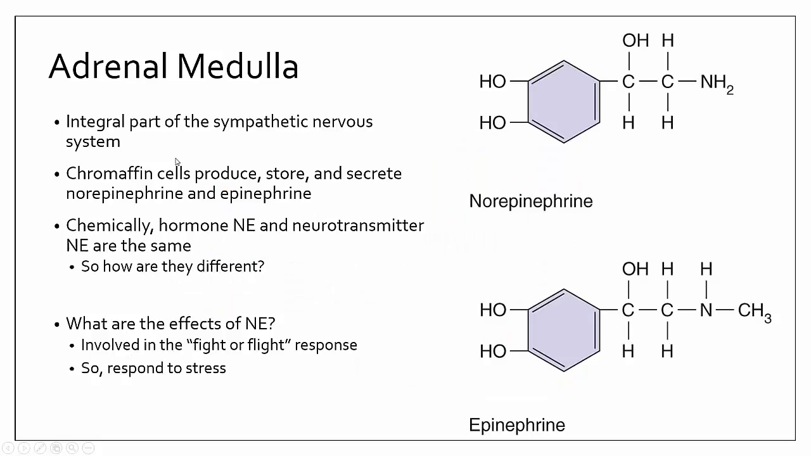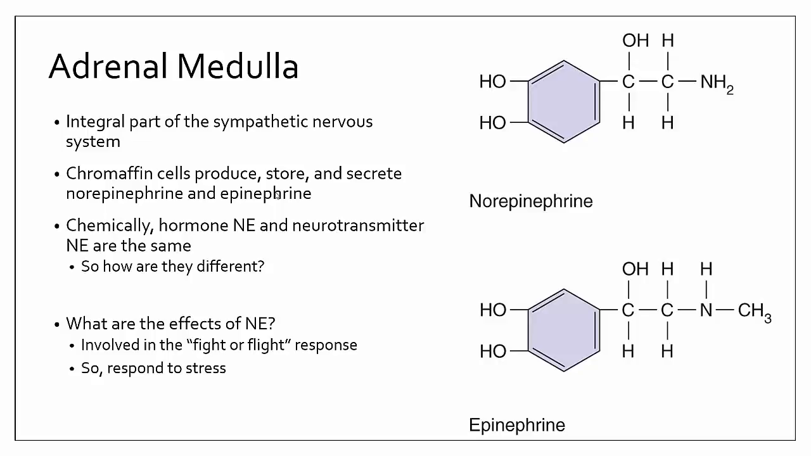So I'm going to repeat myself a little bit here. The adrenal medulla is an integral part of the sympathetic nervous system. Its chromaffin cells produce, store, and secrete norepinephrine and epinephrine. Chemically, the hormone norepinephrine and the neurotransmitter norepinephrine are the same exact chemical. So how are they different? Well, one is released from the end of a neuron directly onto its effector, could be your heart, your lungs, your bladder, the irises of your eyes, whatever muscle is affected by the sympathetic stimulation.